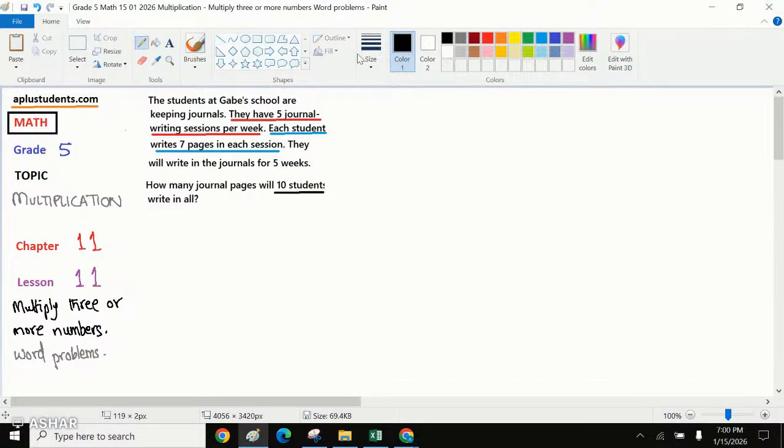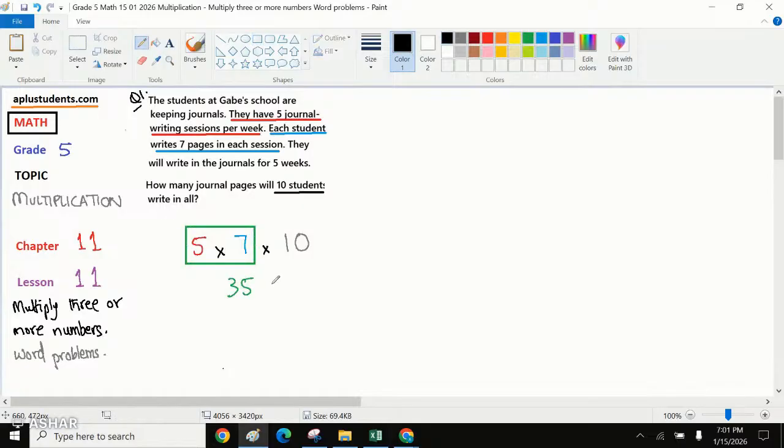So depending on the question, we highlight the values. What we say is they have 5 journal writing sessions per week. Agreed? That means 5 sessions per week, and each student is writing 7 pages. Multiply by the number of students. The total number of students were 10. And this was our question number 1. So the easiest way to solve this is 7 times 5 is 35.